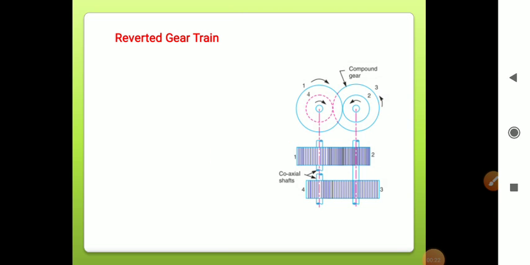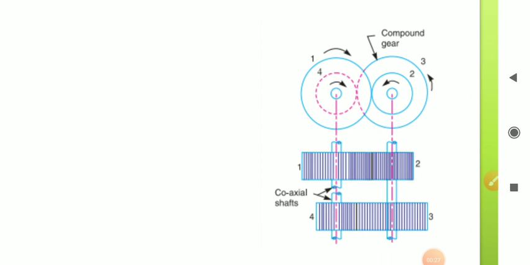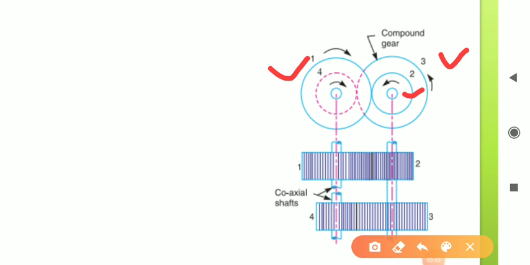So see here what is meant by a reverted gear train. This is the figure. In this figure, this gear 1 will be here. Gear 1 meshes with gear 2. Now gear 2 and gear 3 are mounted on the same axle, so because of gear 2, gear 3 will be rotated. Now this gear 3 meshes with this gear 4. Now gear 1 and gear 4 are coaxial, that means they are mounted on the same shaft.